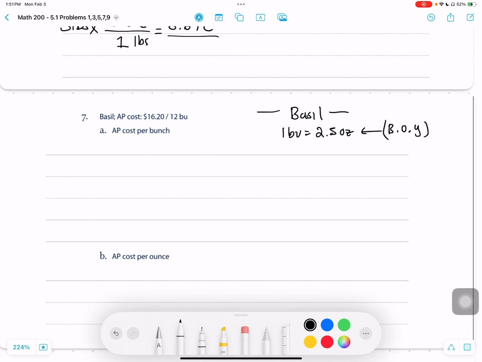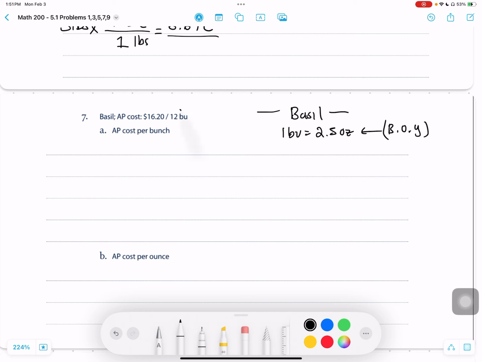This is basil, which has an AP cost of $16.20 per 12 bunches. So you're purchasing by the 12 bunches. That's the AP unit. You packed up 12 of those and they sell it to you for $16.20. What is the cost per bunch? Let's go ahead and calculate that.